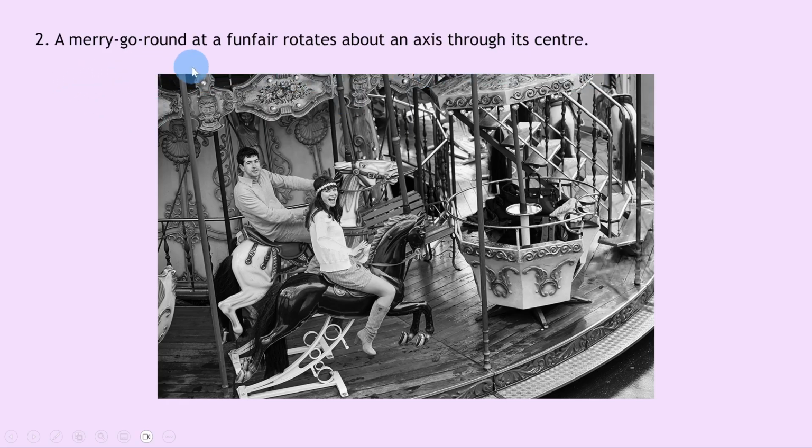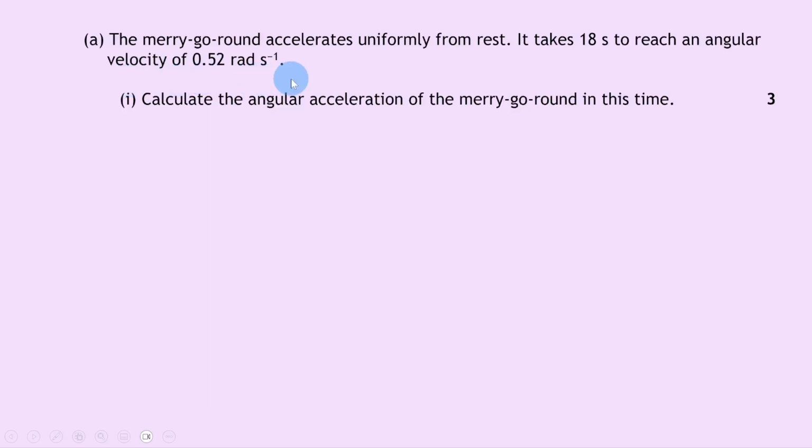Question 2 says that a merry-go-round at a fun fair rotates about an axis through its centre, and you can see the two people here sitting on two horses. Part A says the merry-go-round accelerates uniformly from rest. It takes 18 seconds to reach an angular velocity of 0.52 radians per second. Part 1 says calculate the angular acceleration of the merry-go-round in this time, and you'll see there's 3 marks available.